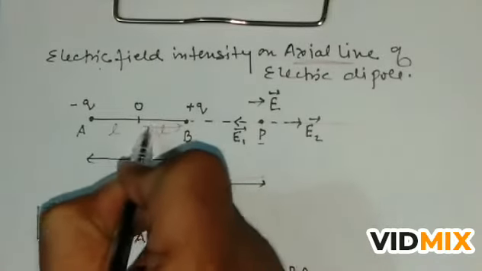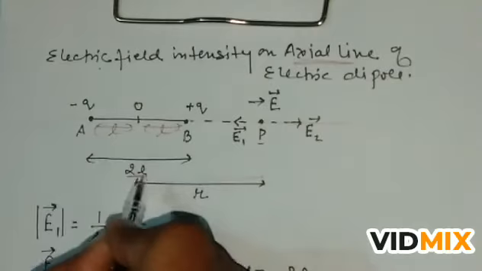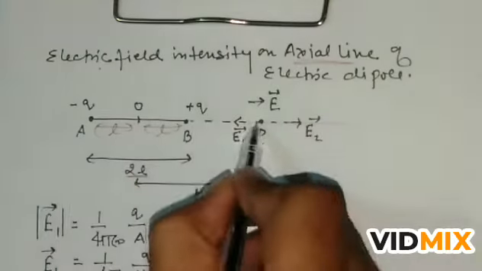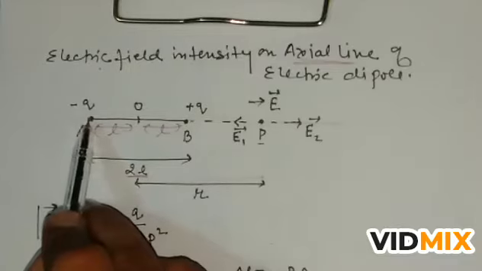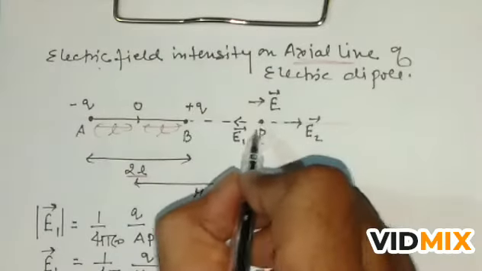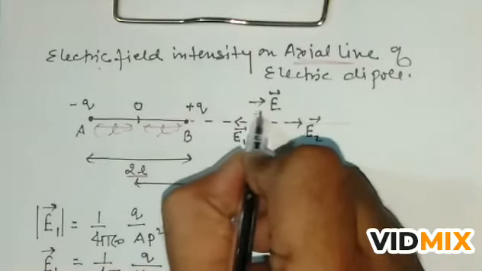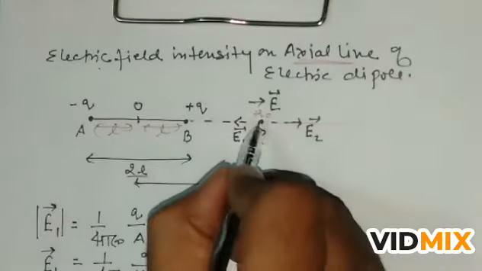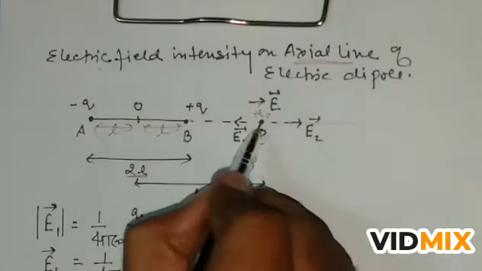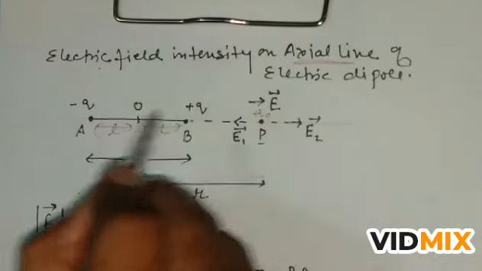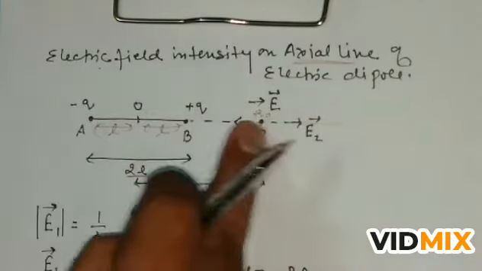From here to here L, and here also L, and this is the point O, this is the point P. So if we consider the negative charge, and we keep the test charge plus Q naught at the point P, it will be attracted by this minus charge. This test charge has some attraction force due to this minus Q charge towards itself.